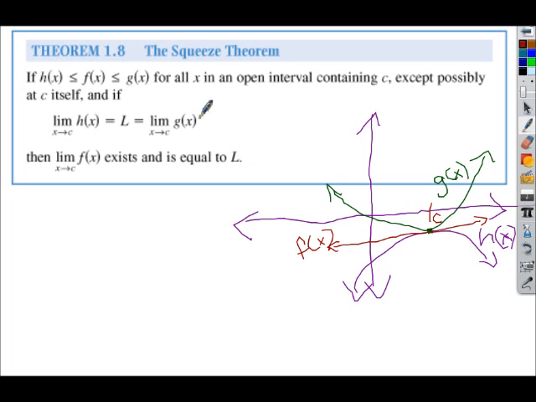So all this is saying is if I have some function f of x and it can be squeezed in between two other functions that share a limit, then f of x is going to share that same limit. In AP Calculus, really, you don't have to completely understand the theorem in order to use it, but it's important that you understand where it came from.